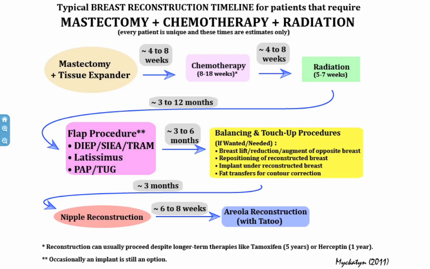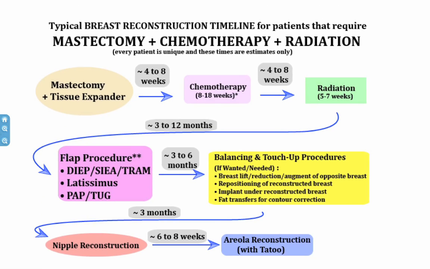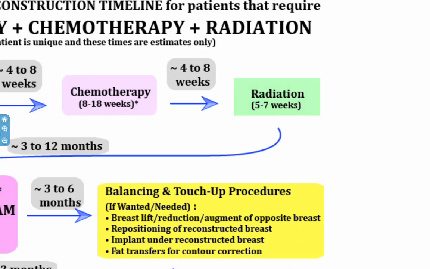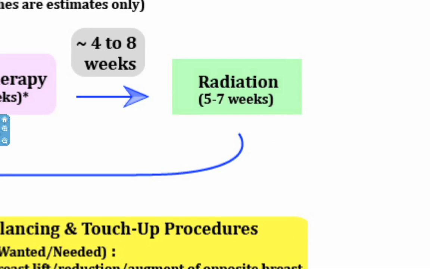In other instances, radiation therapy is also required. For these patients, they will have the mastectomy with a tissue expander. This will be followed by their chemotherapy, and after the chemotherapy, radiation therapy is initiated. This will typically last 5 to 7 weeks.